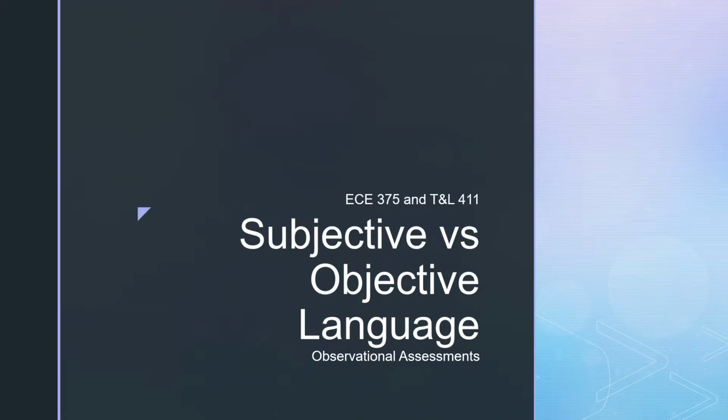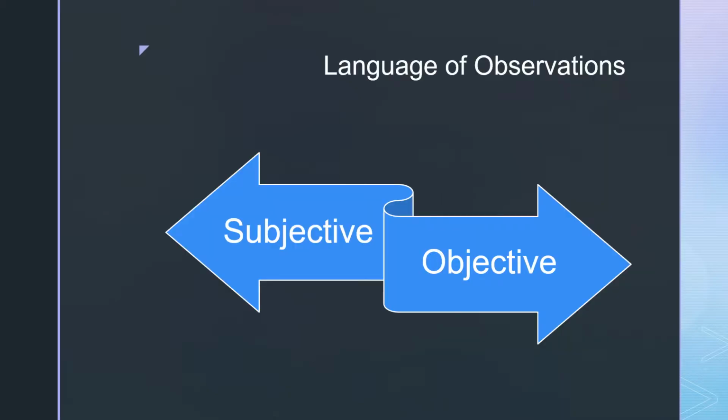This video addresses the type of language that we use when making observational-based assessments. We're going to take a look at subjective versus objective language. Subjective and objective language are sort of polar opposites, and the type of language that we are looking for when we are making and recording any kind of observational assessment.